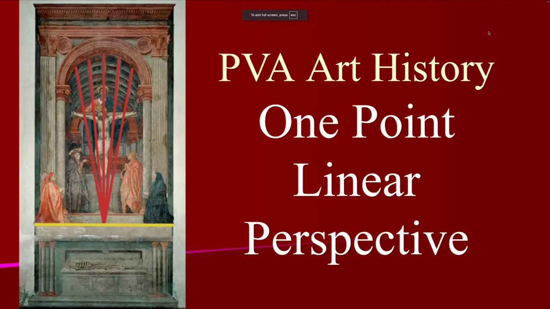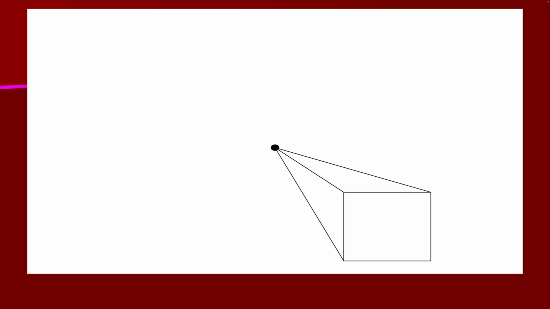1-point linear perspective. So the thought is that Brunelleschi either invented or discovered linear perspective, or he somehow rediscovered it, and it was lost from the Greeks and the Romans. And basically, it's the idea that you can draw a vanishing point, you can draw a shape, and then you connect the corners of the shape to the vanishing point, and it creates the illusion of depth using linear perspective.